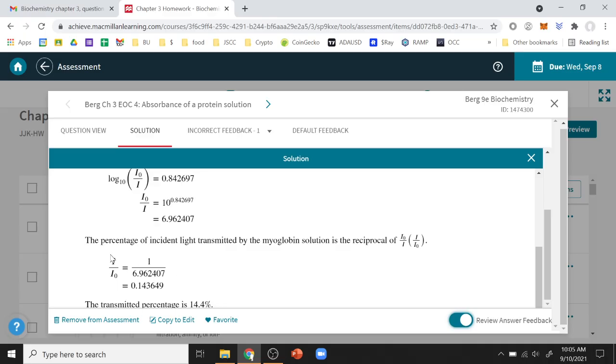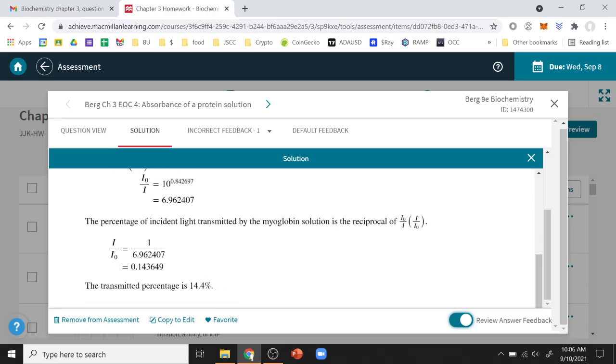And that will equal the amount of light that passes through divided by the total amount of light that could have passed through. This will give you a number that's 0.143649, or you could round it to 0.144. And that needs to be multiplied by 100% because right now it's a fraction, right? Multiplying it by 100% will give you 14.4%. You need 1 decimal place, so you rounded it to 0.4. There you go.